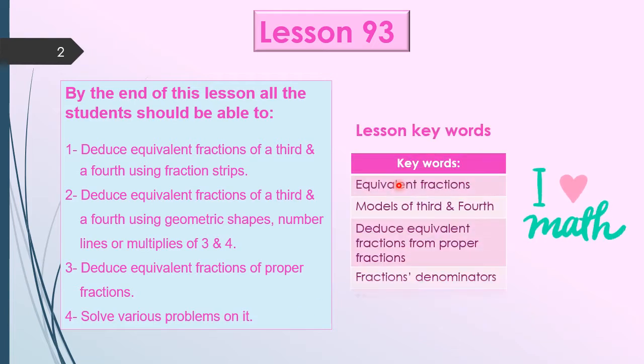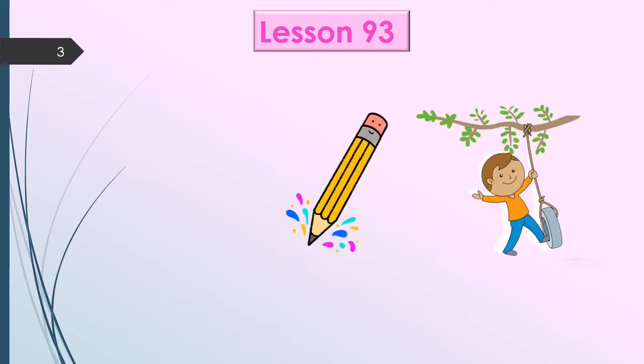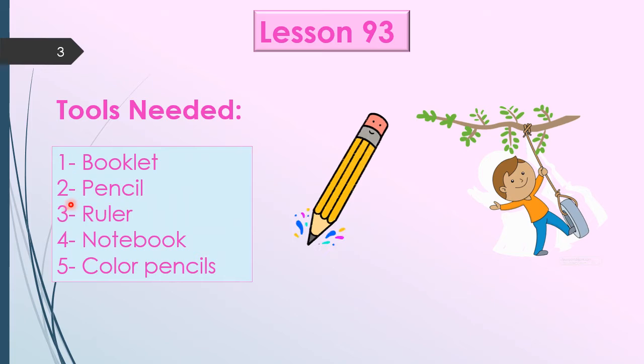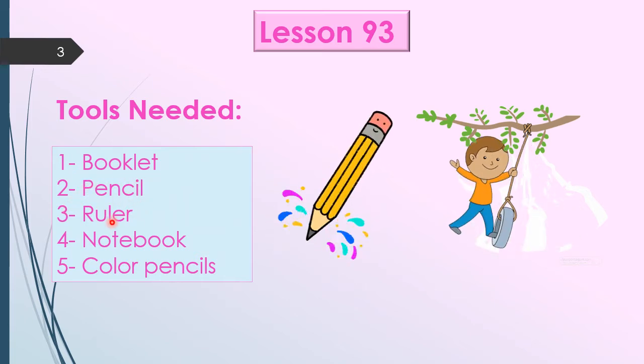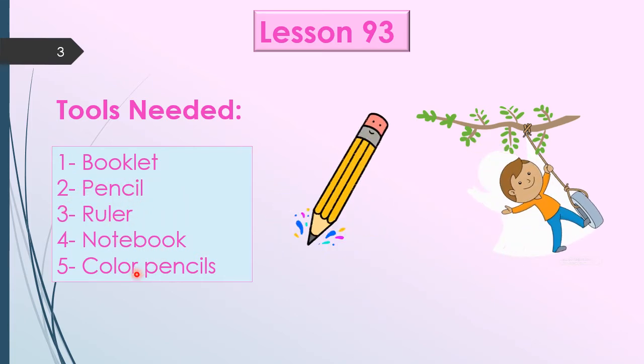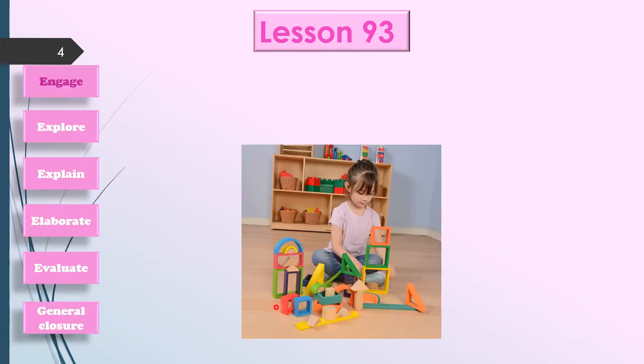Our keywords: equivalent fractions, models of a third and a fourth, deduce equivalent fractions from proper fractions, fraction denominators, and story problems. Our tools: we will need booklet, pencil, ruler, notebook, and colored pencils.